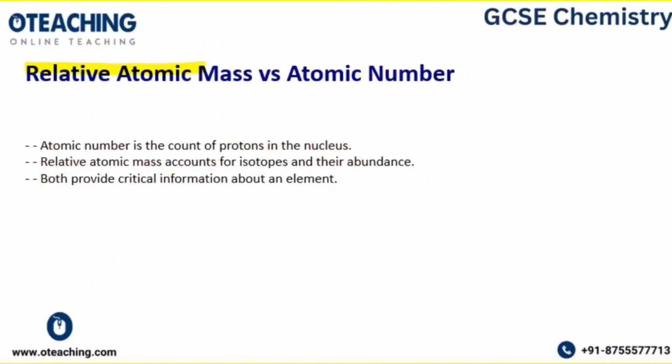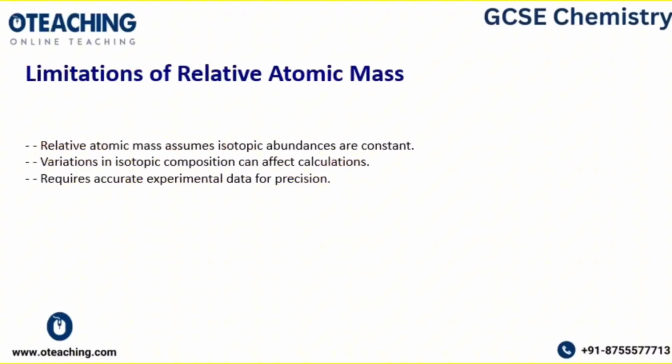Now, relative atomic mass versus atomic number. Atomic number is the number of protons in the nucleus, but relative atomic mass accounts for isotopes and their abundance, because we take into account the mass of the isotope and their abundance. But there is no role of isotopes in calculating the atomic number. They are just the number of protons. Both provide critical information about an element.